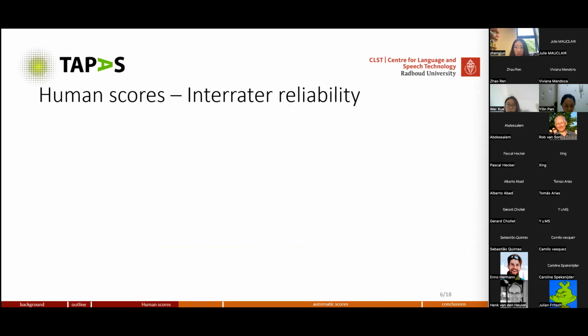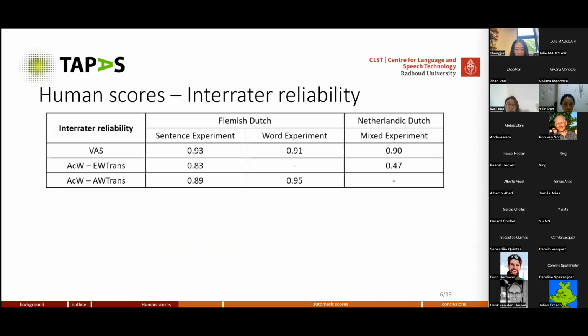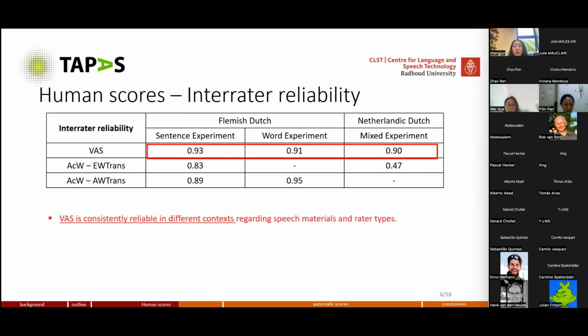Since we're collecting intelligibility measures from human listeners, it is always necessary to check the reliability and validity of the measures. In this slide, I first show you the inter-rater reliability in this table. As you can observe, the reliability values for VAS in all 3 experiments are higher than 0.90. So these results indicate that VAS is consistently reliable in different contexts regarding speech materials and rater types.